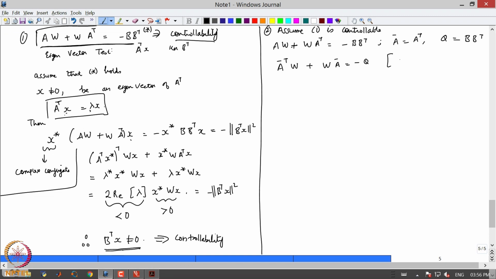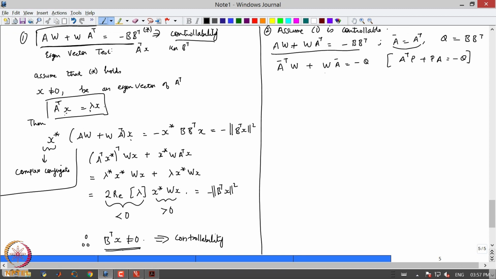This is very similar to saying A transpose P plus P A is minus Q, right, as in the Lyapunov stability proofs. So now we will use some of those techniques to prove that if the system is controllable, then there exists a positive definite solution to this equation. This expression tells us that if A is a stability matrix, A bar is also a stability matrix.